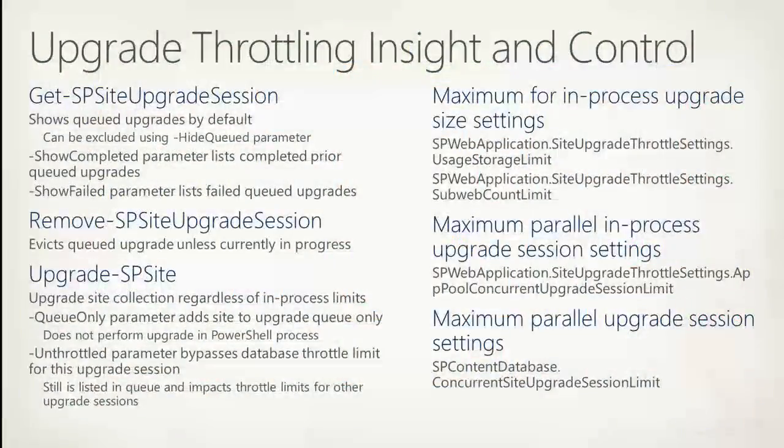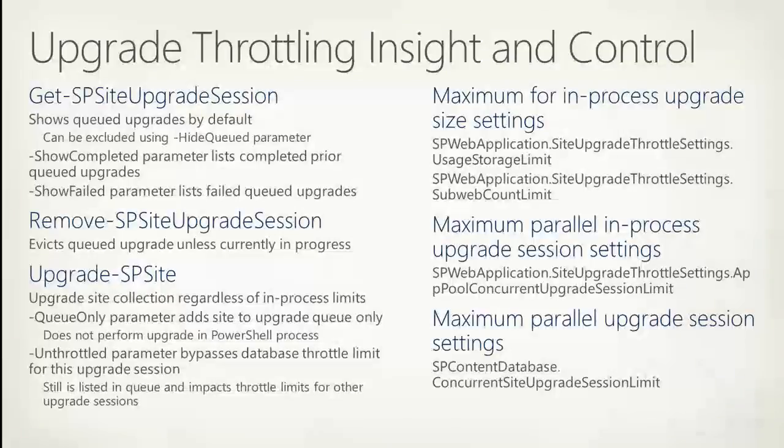Okay. Well, now that you have this throttle and you understand that it exists, how do you actually control this? How do you get insight into it? Well, first off, I'm actually going to cover the right-hand side of the slide, which is the throttles that I was talking about. In-process upgrade throttles. Those are specifically the throttles on the web application processes. It doesn't cover any other type of process.